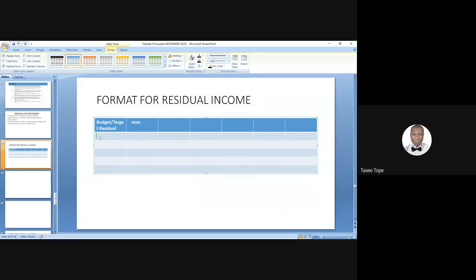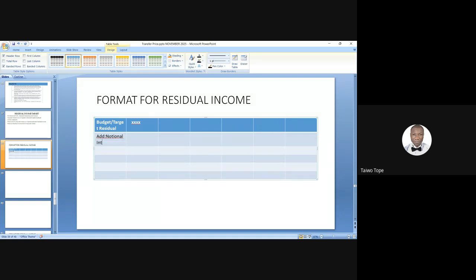Your divisional profit will be the addition of your notional interest. That is, you need to add your notional interest. How do you get your notional interest or imputed interest? It is the cost of capital given in the question multiplied by the capital employed. So once you add, you should have a value, and that value will be termed as your divisional profit.